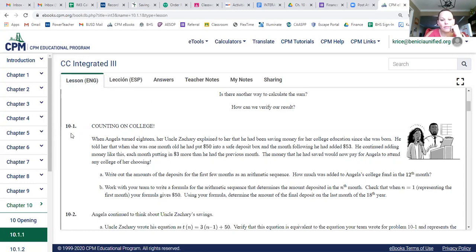So we want to write out the amounts of the deposit for the first few months as an arithmetic sequence. How much was added to Angela's college fund in the 12th month? And then we want to write a formula for the arithmetic sequence that determines the amount deposited in the nth month. Check that when n equals 1, representing the first month, your formula gives you 50. And then determine the final deposit on the last month of the 18th year.